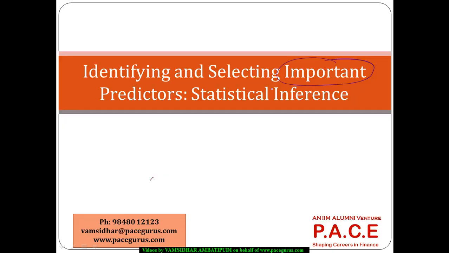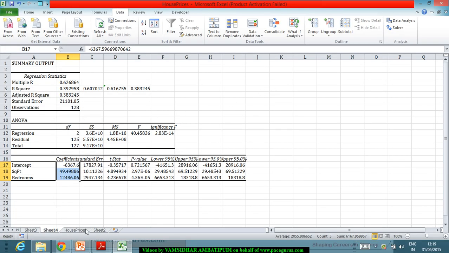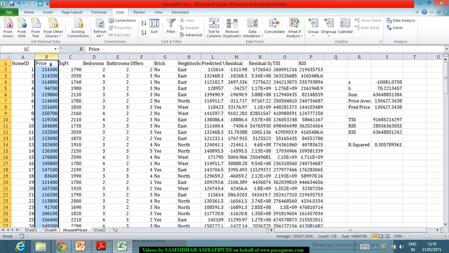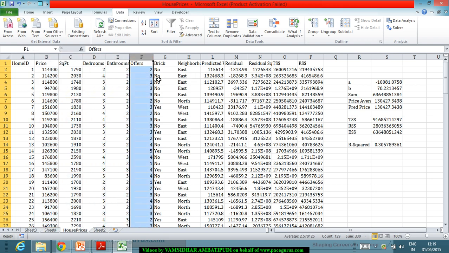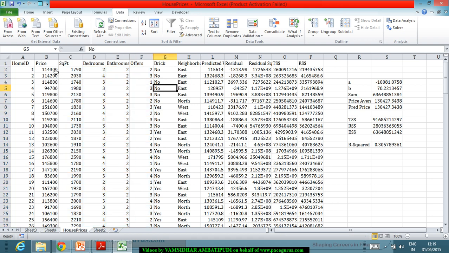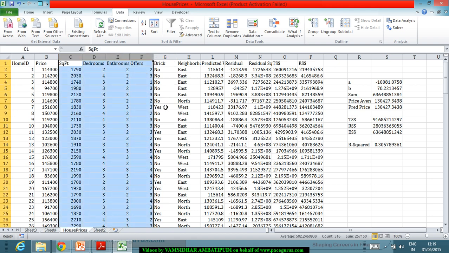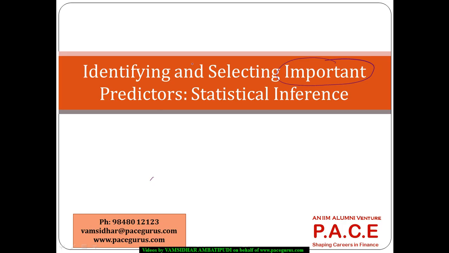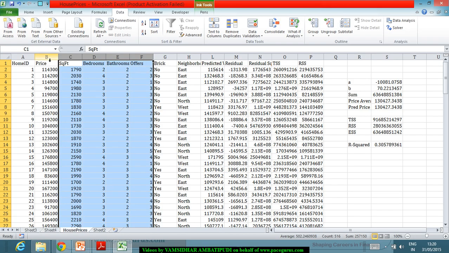So what we will try to do is, let's say I have a data set here which has the price, square feet, bedrooms, bathrooms, offer. Let's say I'll consider these four. Probably I could even consider the brick and neighborhood also, but for the time being I'll not consider them. I'll try to include them for another analysis at a later point. Initially what I want to do is use these four as the independent variables and try to predict the price.